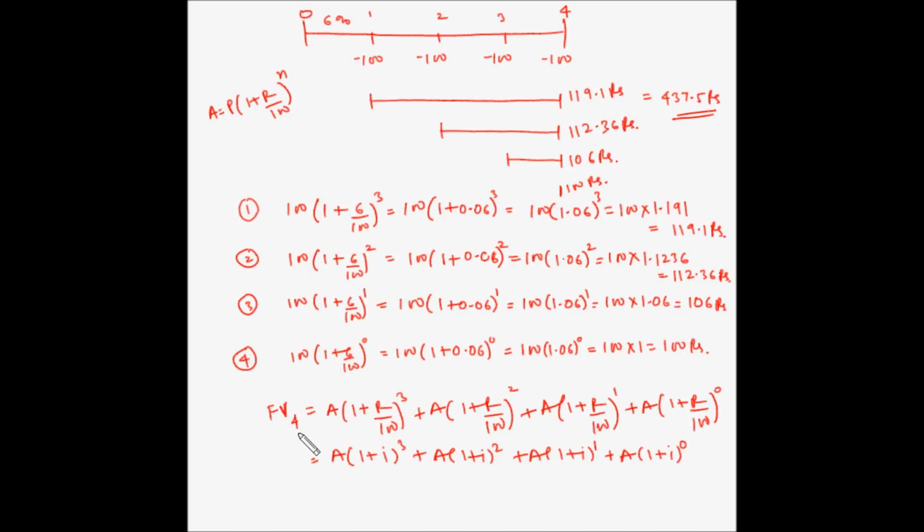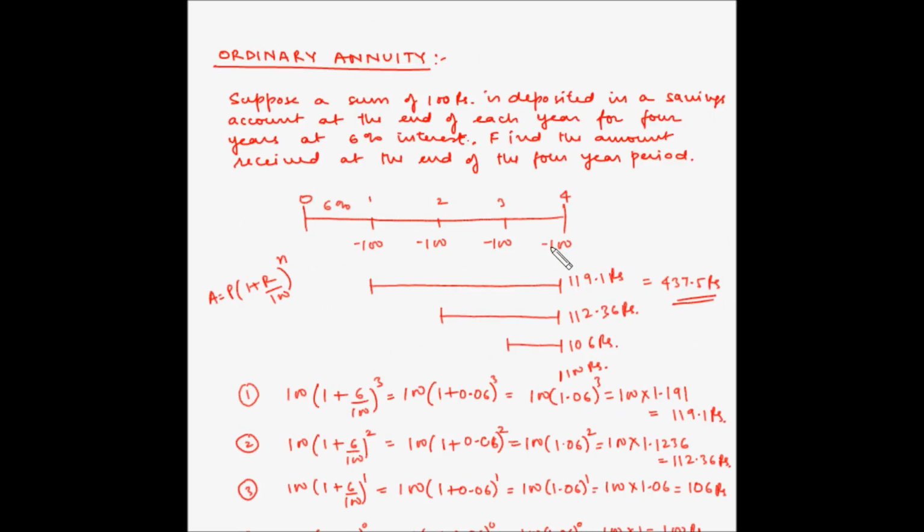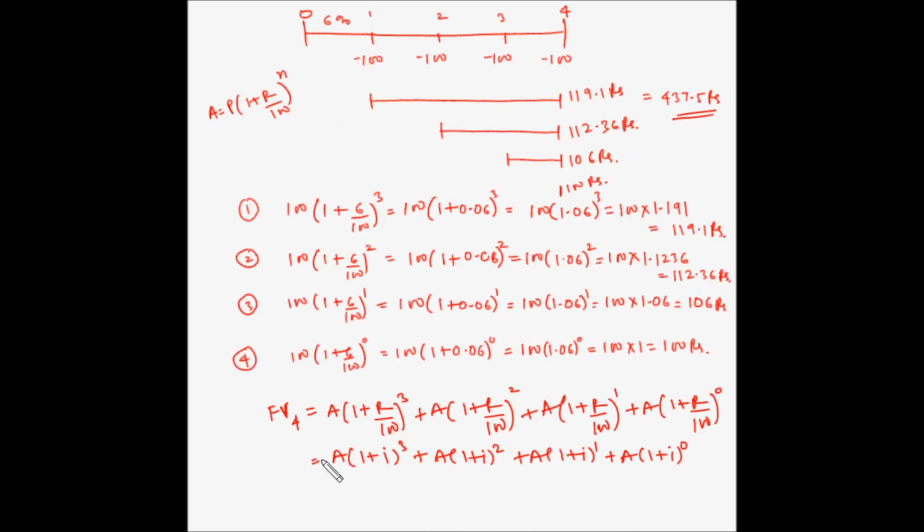Now let's consider 4 as n. So instead of 4 years, let's generalize this. If it is an annuity for n number of years, what will this look like? So the future value of an annuity at the end of n years will be equal to, so here we had the future value at the end of 4 years, and the formula was A into 1 plus i to the power 4 minus 1.